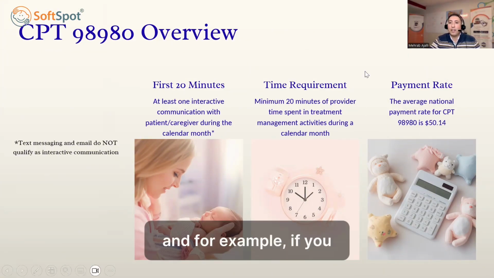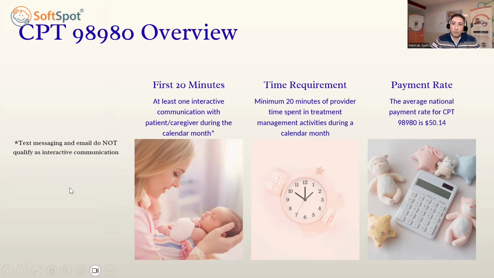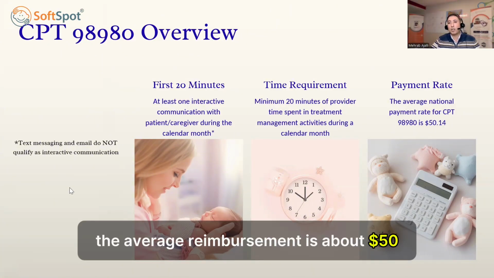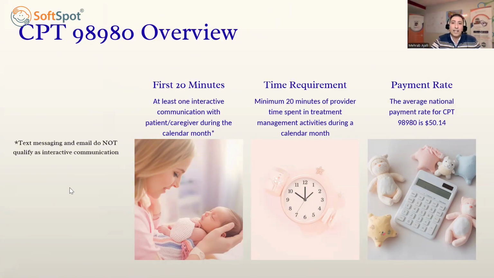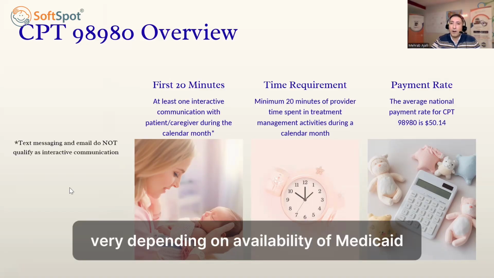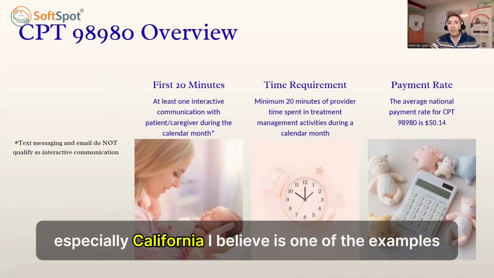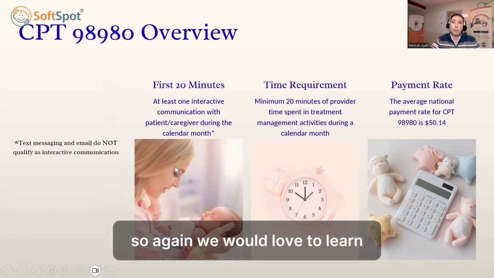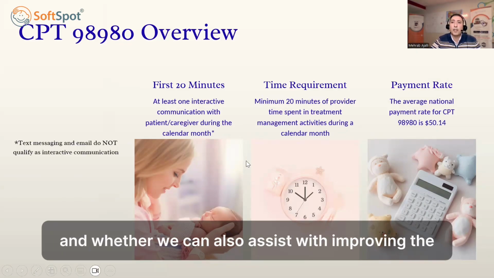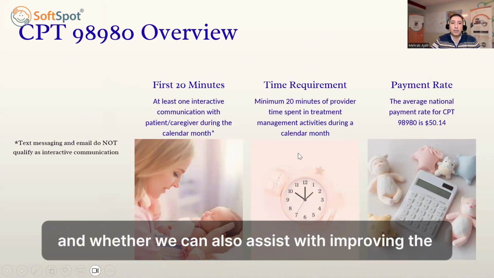For example, if you are again a provider practicing in the United States, the average reimbursement is about $50. It is also covered by Medicaid. I know some states vary depending on availability of Medicaid, especially California, I believe, is one of the examples. So again, we would love to learn how you are trying to get reimbursed with RTM codes and whether we can also assist with improving the success rate.